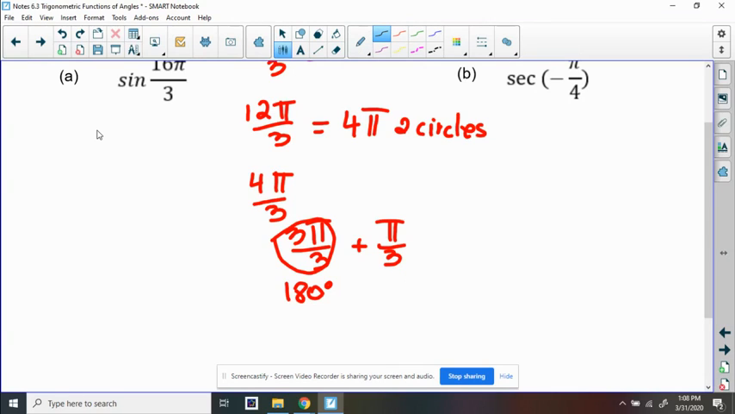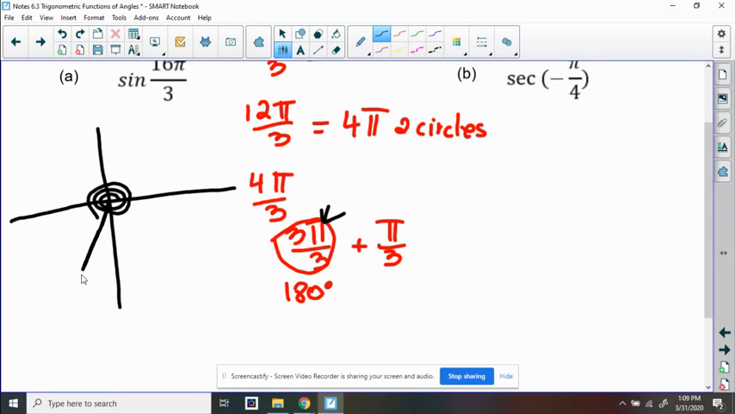So let's see if we can draw that. Oops. Okay, I apologize for the lines, but again, technology is not working ideally for me here. Okay, so we went 2 circles, 1, 2, right? Then we said we go this here, half a circle, 180 degrees, or pi. And then we need to go pi over 3 more. So there we go. And if you recall, pi over 3 is 60 degrees, right? So let me put it like that.